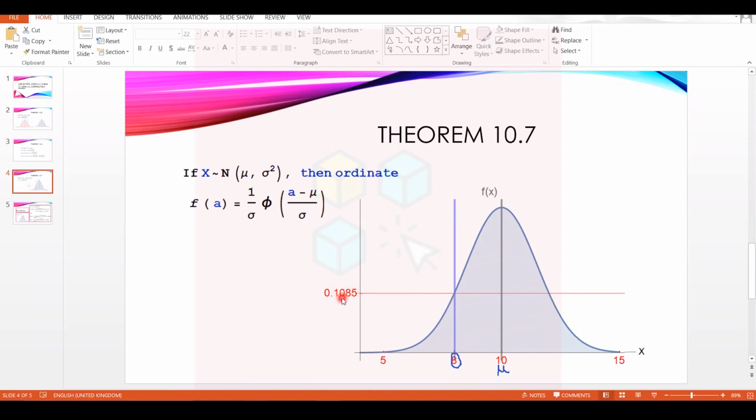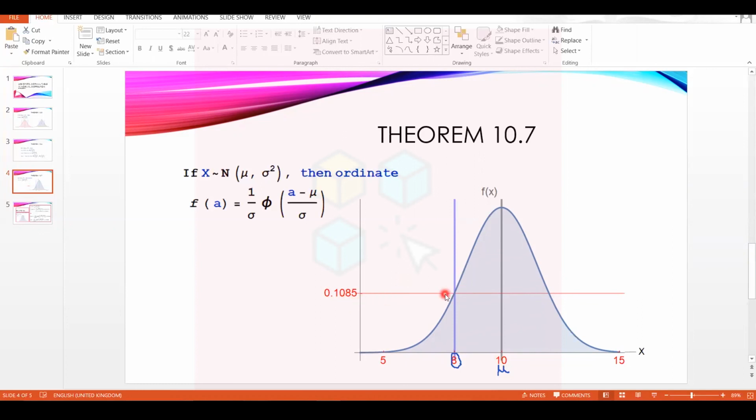We can obtain this height in two ways. First, substitute 8, mu equal to 10, and the given sigma of this distribution, all three values, in the density function of the normal distribution, the PDF of the normal distribution, and get the value of 0.1085. Or we can use the standard normal table to find the ordinate of the normal curve.